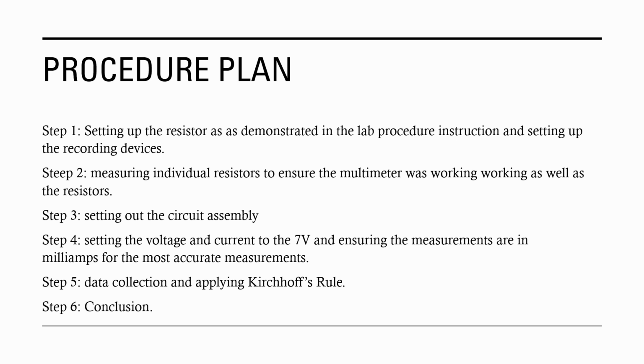For the procedure plan, we have step 1, setting up the resistors as demonstrated in the lab procedure instructions and setting up the recording devices. Step 2, measuring the individual resistors and ensuring the multimeter is working as well as the resistors. Step 3, setting up the circuit assembly. Step 4, setting the voltage and current to 7 volts and ensuring measurements are in milliamps for the most accurate measurements. Step 5, data collection and applying Kirchhoff's rule. And then step 6 will be our conclusion.